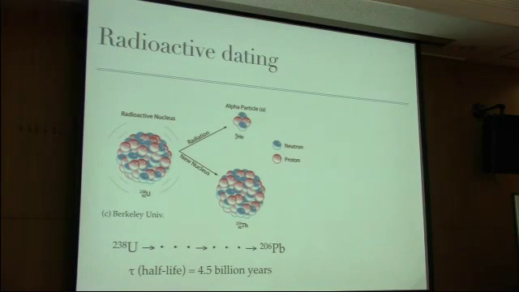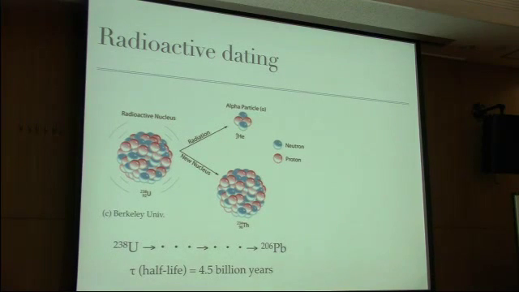So how old? Since the Moon was formed by the giant impact, the age of the Earth and the Moon corresponds to the time when the last giant impact occurred. Okay. But how to get the time? I will introduce you to a very clever way to measure the time. It's called radioactive dating.